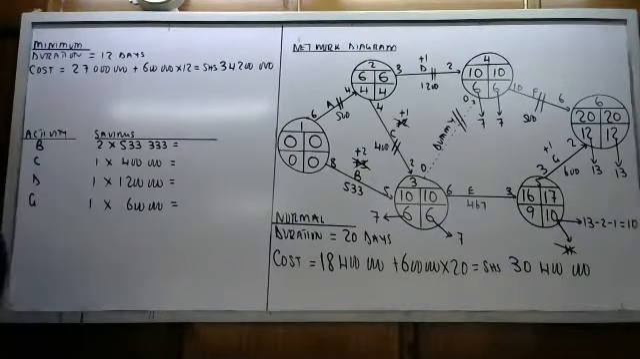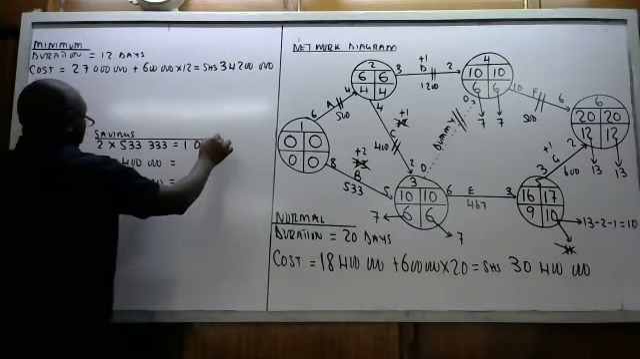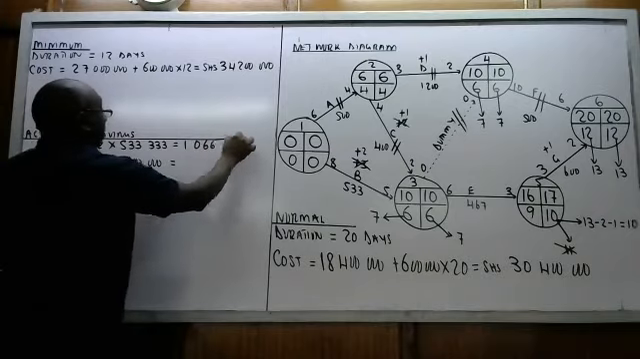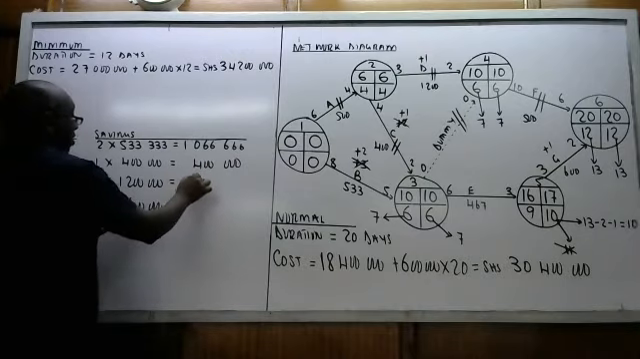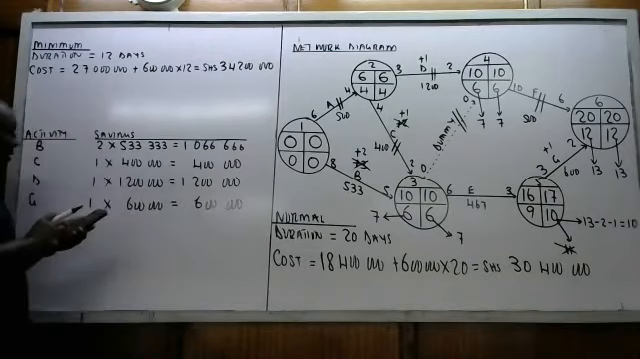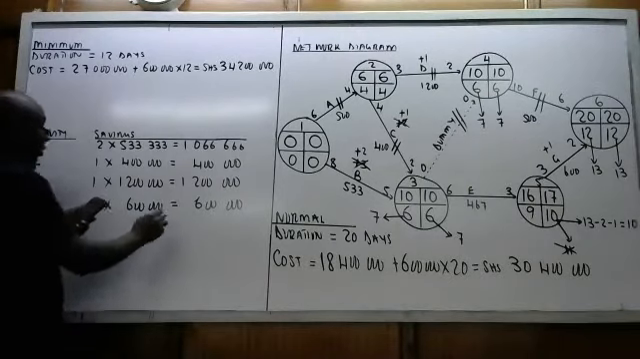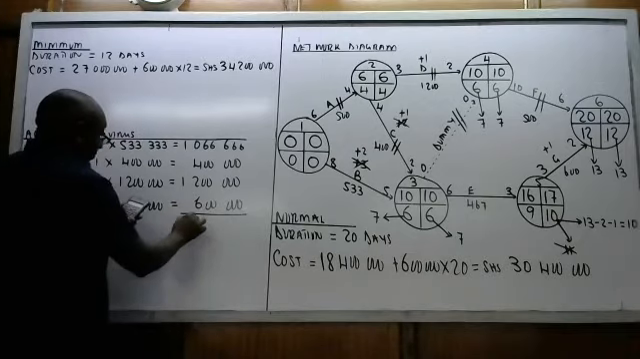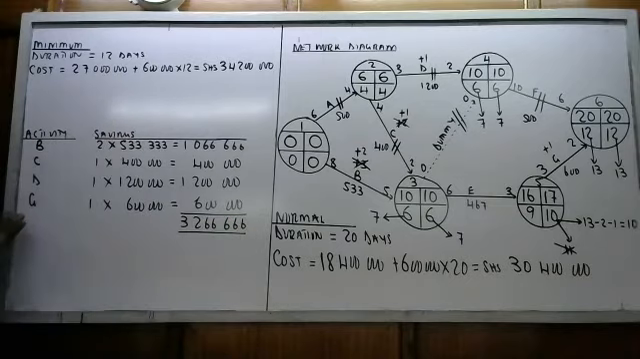So if you take your calculator, 5 times 2 is 10, 666. This is 400,000, this is 1,200,000, and this is 600,000. So plus 22. The total here is 3,266,000. So that is the total.